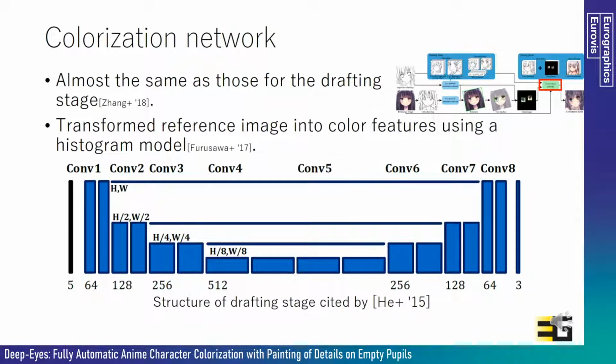The colorization network architecture is almost the same as those for the drafting stage. Unlike the drafting stage, the reference image is transformed into color filters using a histogram model, and these color filters are input into the middle layer of the network.